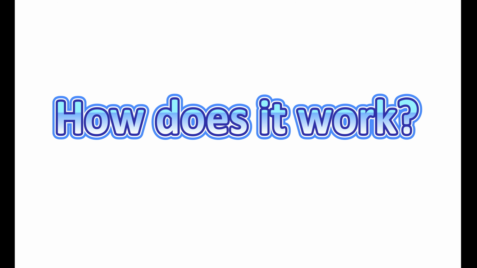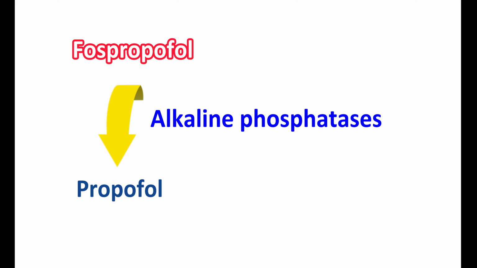How does it work? Fospropofol is going to be metabolized to propofol by alkaline phosphatases. For every millimole of Fospropofol disodium, 1 millimole of propofol is going to be produced. Therefore, 1.86 mg of Fospropofol is equivalent to 1 mg of propofol.